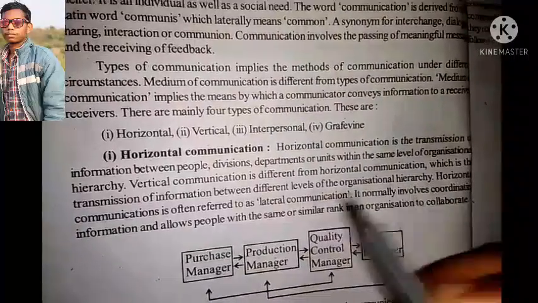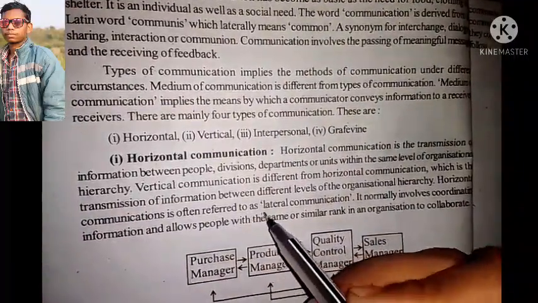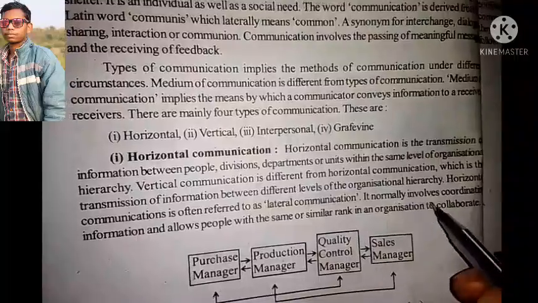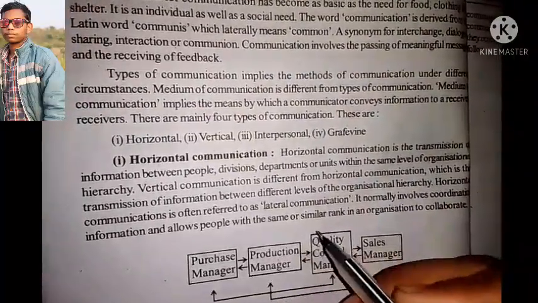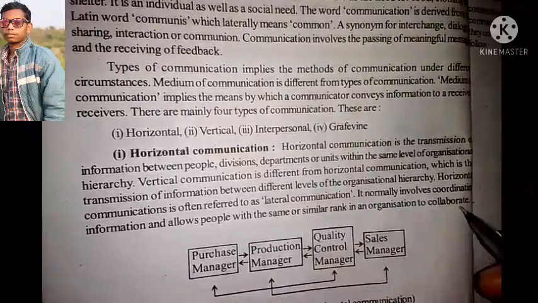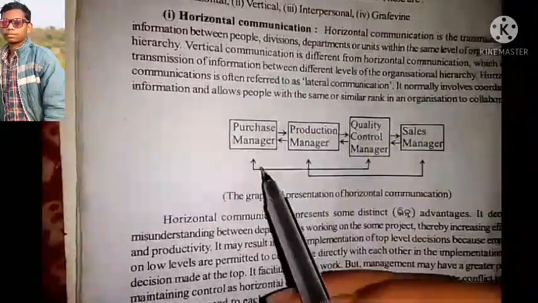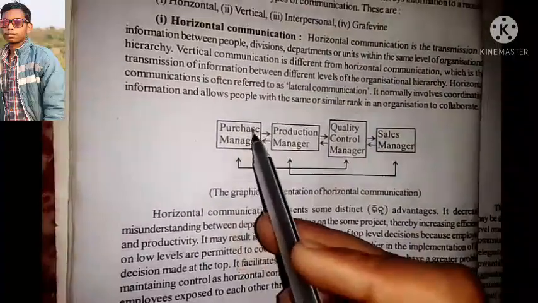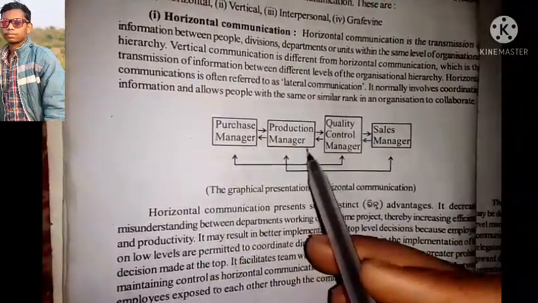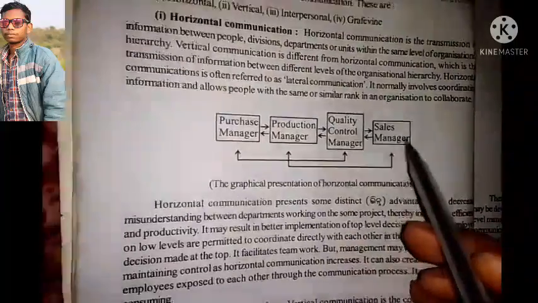organization. Horizontal communication is often referred to as lateral communication, and it normally involves coordinating information and allowing people with the same or similar rank in the organization to collaborate. That is the graphical presentation of horizontal communication: purchase manager, production manager, quality control manager, and sales manager.